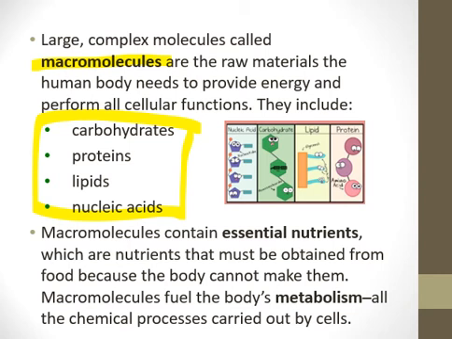Macromolecules can be essential nutrients or non-essential nutrients, depending on what it is. If it's an essential nutrient, it means that you need to obtain that nutrient from a food source. It means your body cannot make it.